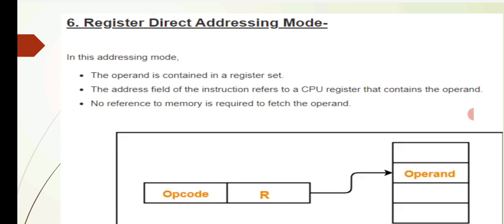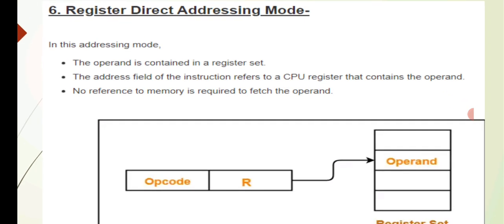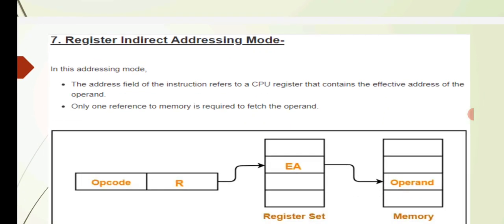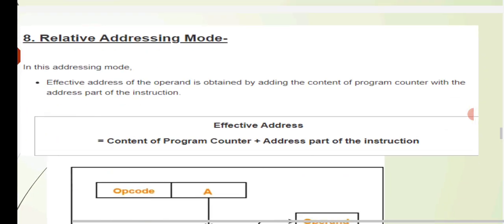Register direct addressing mode: the operand is contained in the register set. The address field of the instruction refers to the CPU register that contains the operand. No reference to memory is required to fetch the operand. Register indirect addressing mode: the address field of the instruction refers to a CPU register that contains the effective address of the operand. Only one reference to memory is required to fetch the operand.